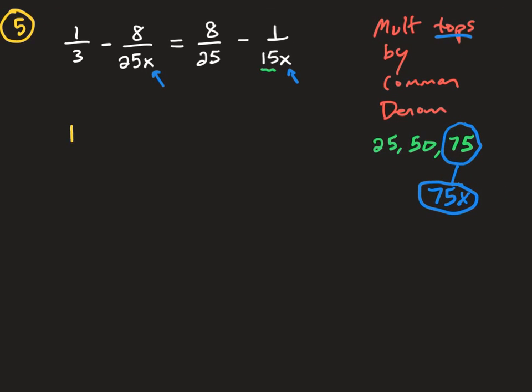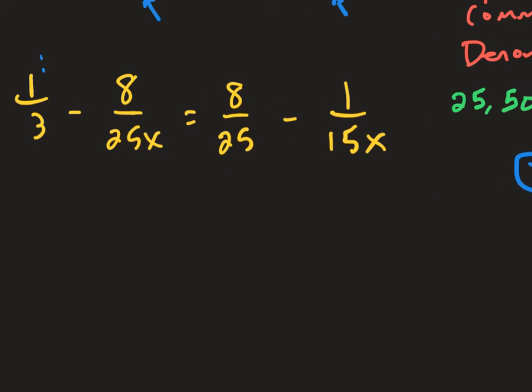So I'll go ahead and rewrite this. 1 over 3 minus 8 over 25x equals 8 over 25 minus 1 over 15x. And we'll multiply that common denominator. And you can use your calculator for this, but on a few of them, you'll notice x on top and x on bottom that cancel. X on top, x on bottom that cancel. And then you're just left with the numbers. So you can do this on a calculator. 75 over 3. And then if you do 8 times 75 over 25, you end up with 24.